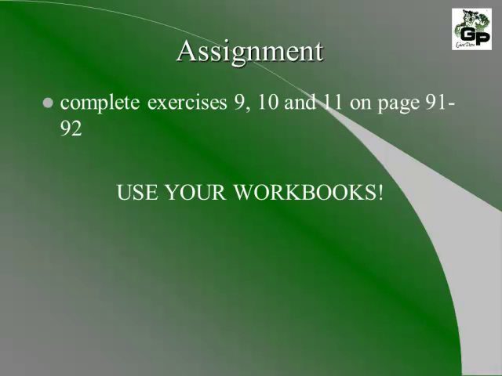Your assignment for today is to complete exercises 9, 10, and 11 on pages 91 and 92 in your textbook. Use your workbooks to record these answers.